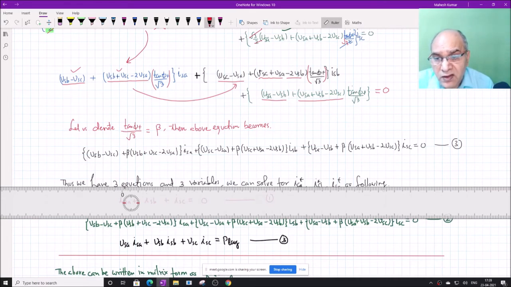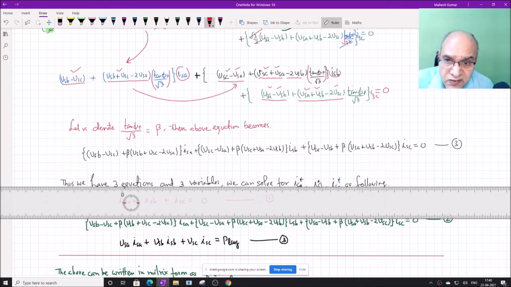How will you remember? It is very simple. For A phase, for ISA, the terms are B and C. So BSB minus BSC, then BSB plus BSC, and then minus 2 BSA. Similarly, for the B term, it is C and A. So C minus A and C plus A minus 2 BSB. For C phase, ISC, it is A minus B, A plus B minus 2 BSC, tan phi plus by root 3.